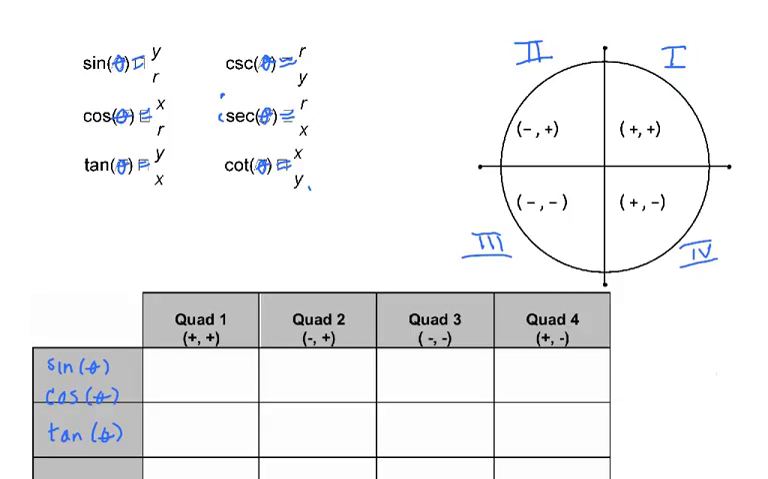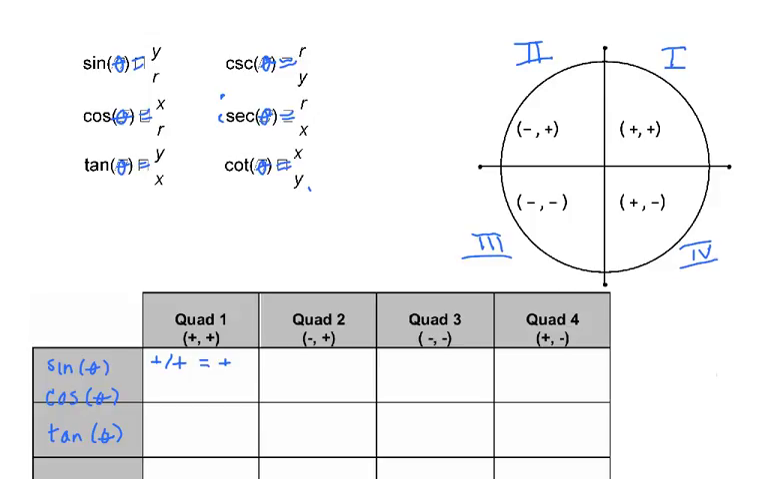Okay, so if we think about sine as being y over r and we're in quadrant 1, then in quadrant 1 we will see that the y value is positive. The y value is positive, as is the r value. The radius is always positive. So in quadrant 1, sine will be positive over positive, which we know equals positive. I'm going to stick with sine for now.